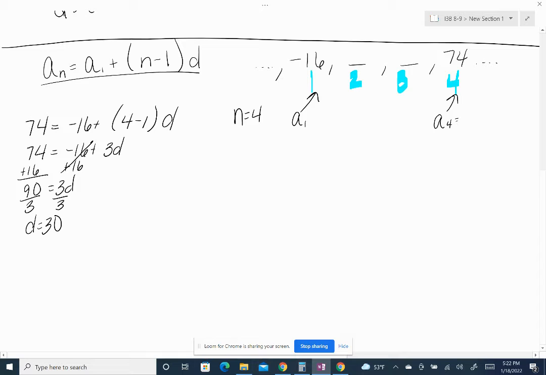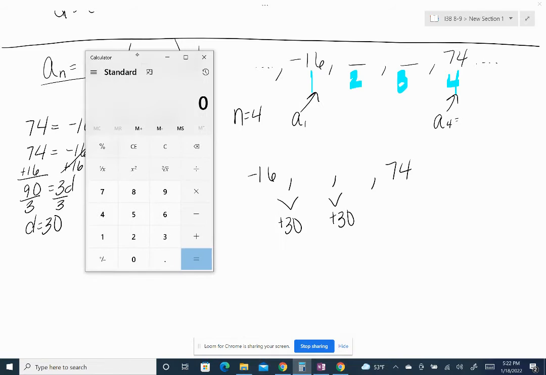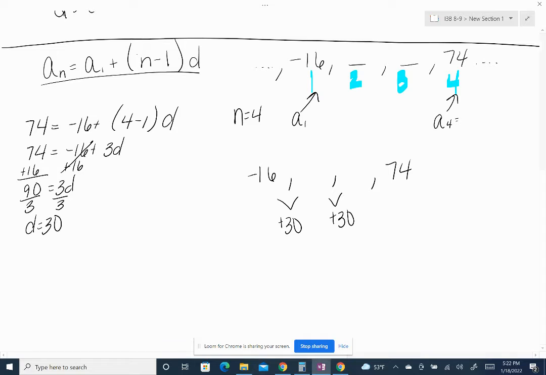What that means is we're adding 30 every time. So let's say I get that same sequence: negative 16, something, 74. I'm going to be adding 30 every time. So when I have negative 16 and I add 30, that's going to give me 14. If I add 30 to that, that's going to give me 44. And even if I want to continue the pattern, I can see it still works, because if I add 30 to 44, that's going to give me 74. So that matches up correctly.